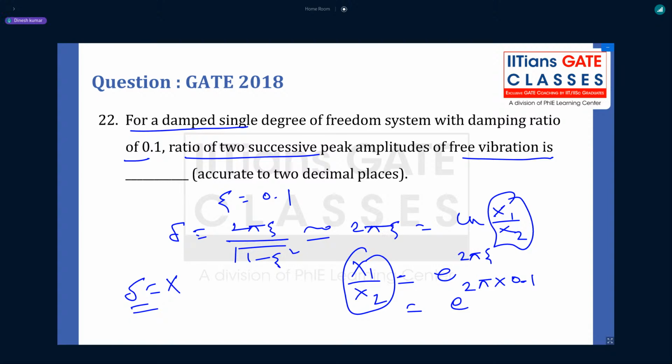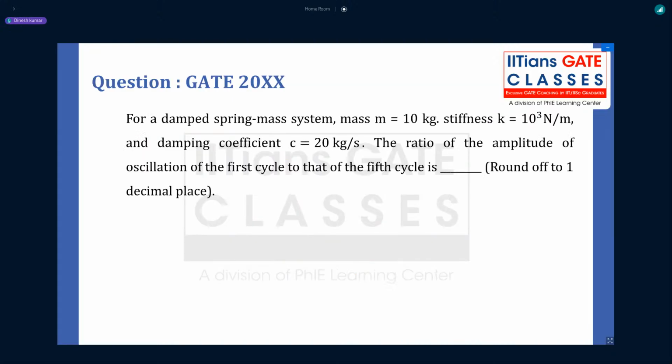So what is the answer? 1.87. Are you sure? Others also, please check whether this answer is correct or not. Okay, you guys can check. Let me move to the next question. So read this question, Prithviras. Yes, good. Next question, guys.